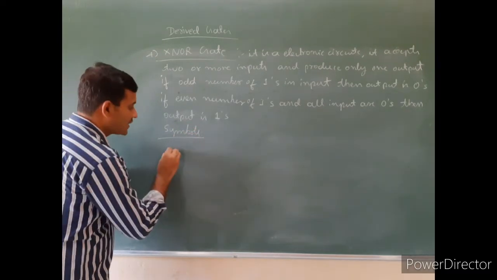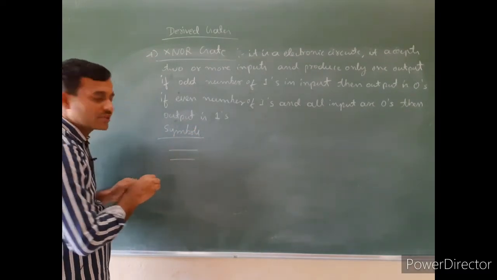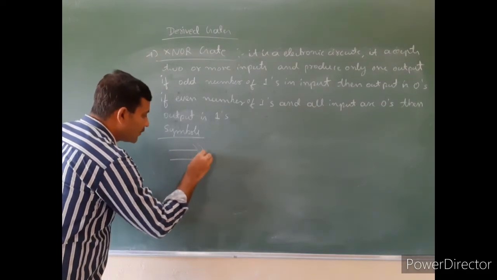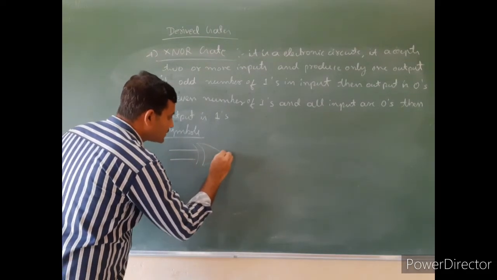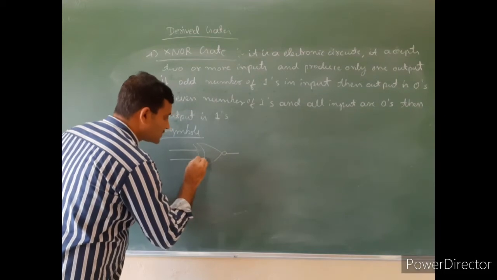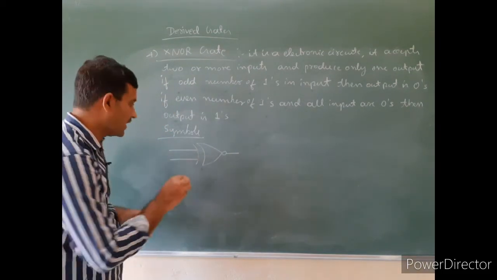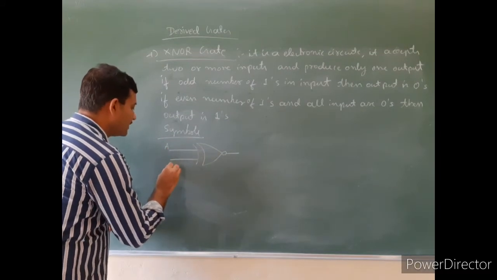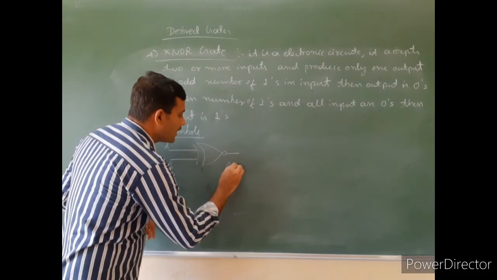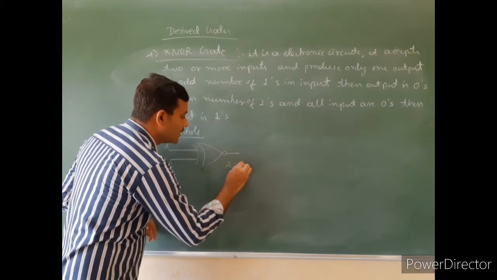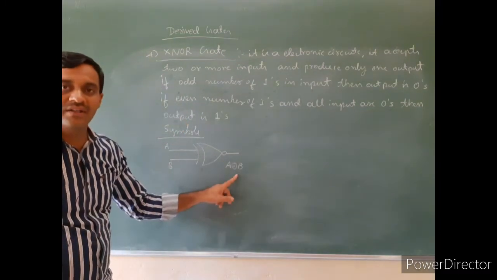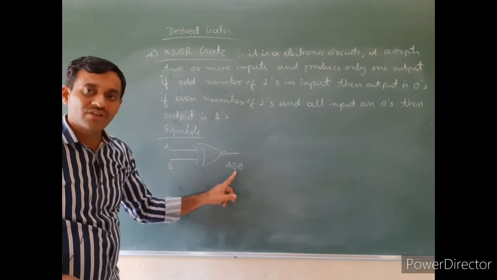Let's see the symbol. The logic symbol accepts 2 or more inputs and produces only one output, but there is an inverter bubble at the output side. It is the same as the XOR gate, but with an inverter bubble at the output side. If the inputs are A and B, then the output is A XNOR B.